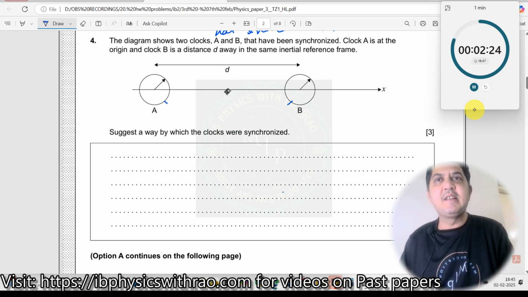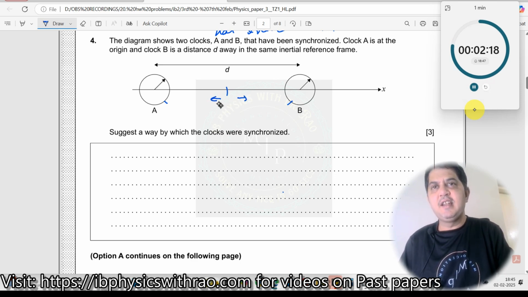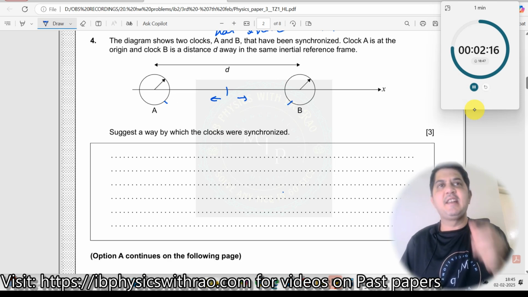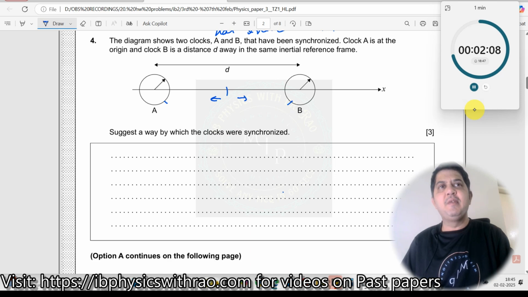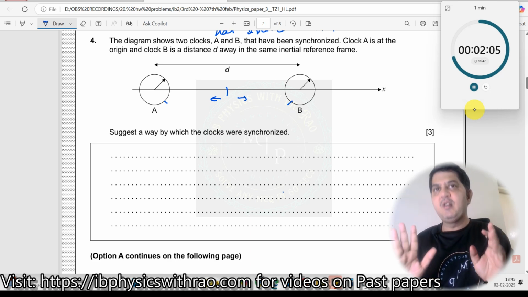Now what I will do is I'll take a midpoint here, and from here I will start sending a signal. I'll send a signal so that the signal travels equal distances in the same amount of time t, and the moment it reaches clock A and clock B, with respect to me, I'll start the remote, and hence you see A and B will be synchronized. Very simple thing.